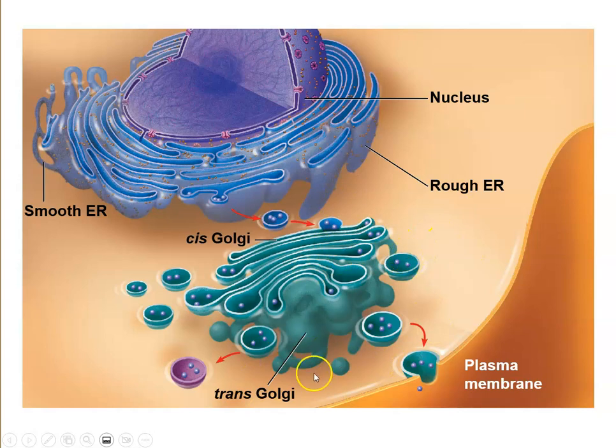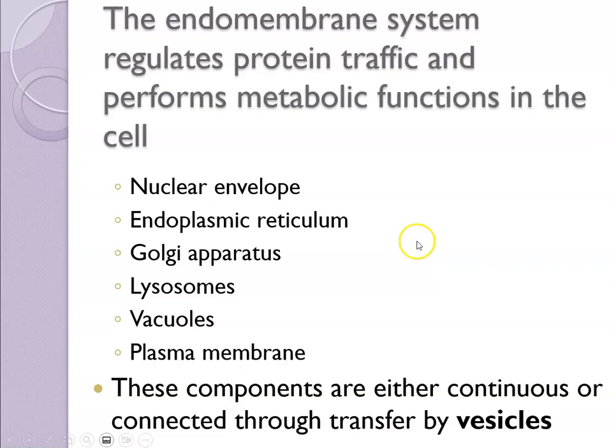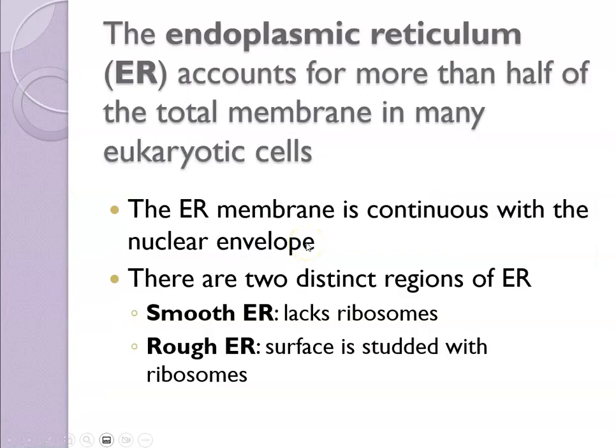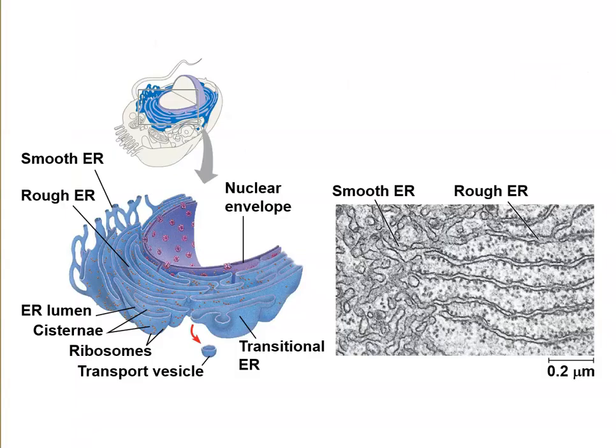Okay, so let's start with what is the function of the endoplasmic reticulum. It really breaks down to the different types in terms of what their functions are. Smooth endoplasmic reticulum that lacks ribosomes is going to be synthesizing things besides proteins. Rough ER, which has ribosomes, is going to be synthesizing proteins.